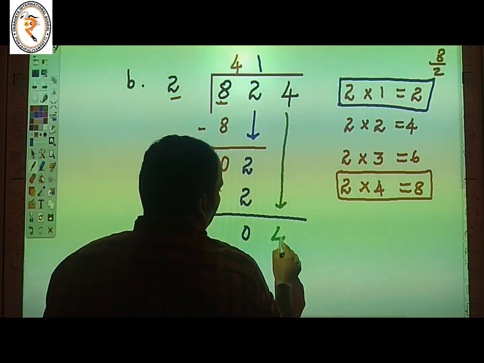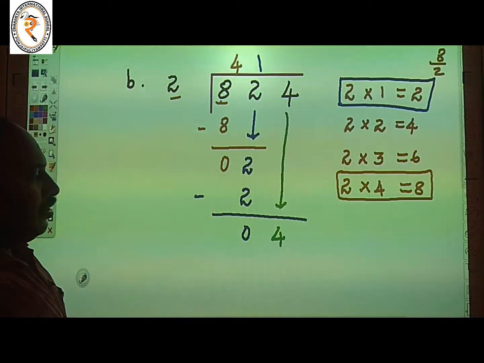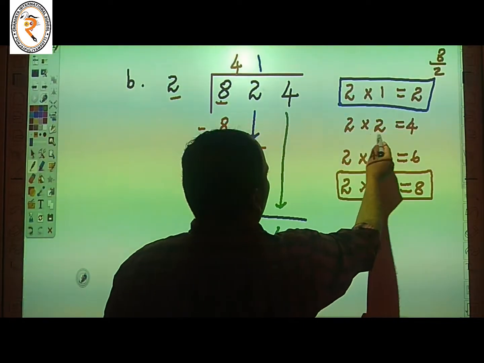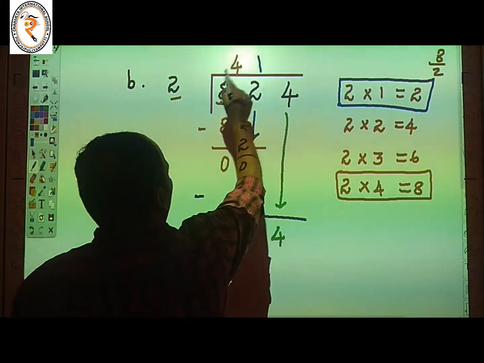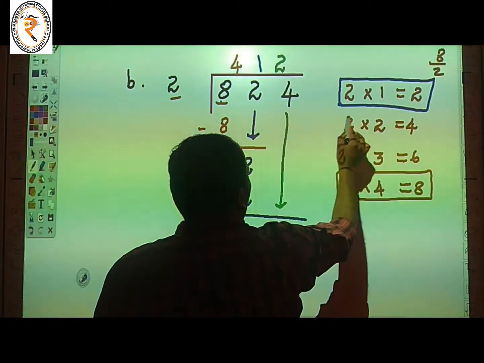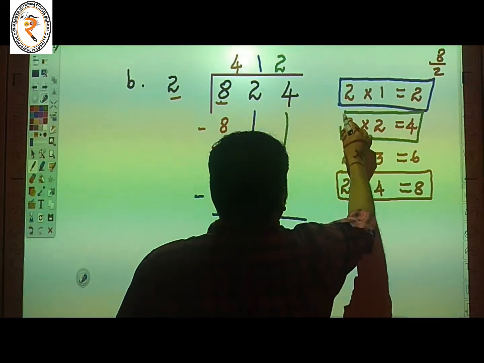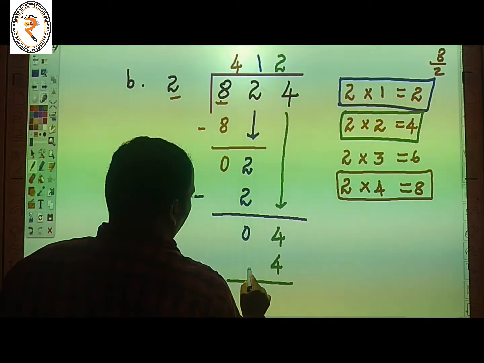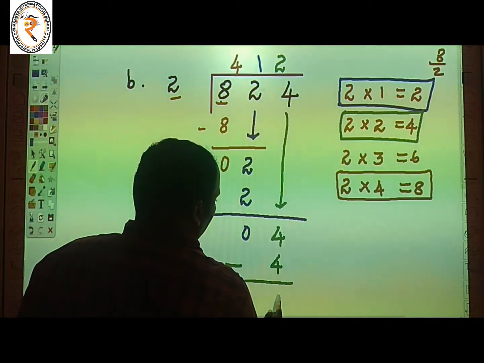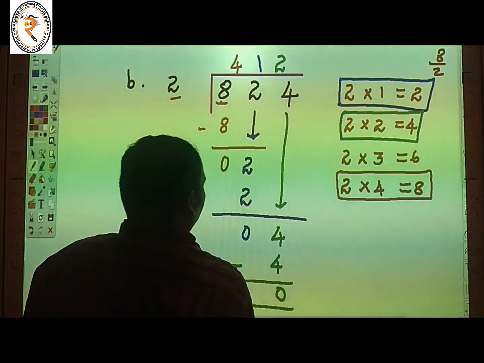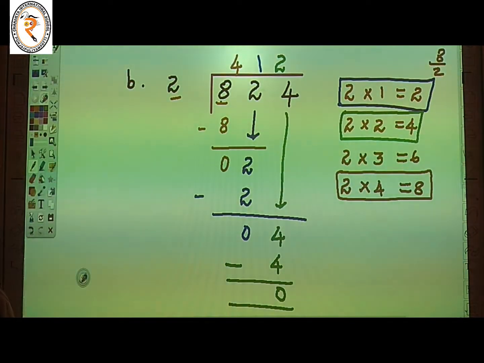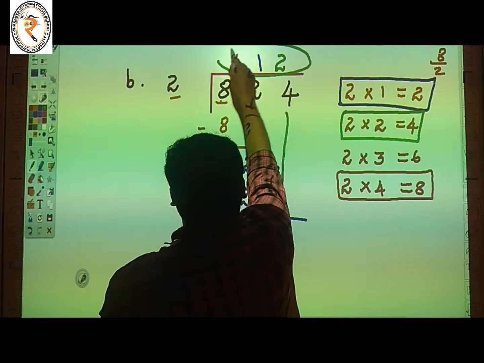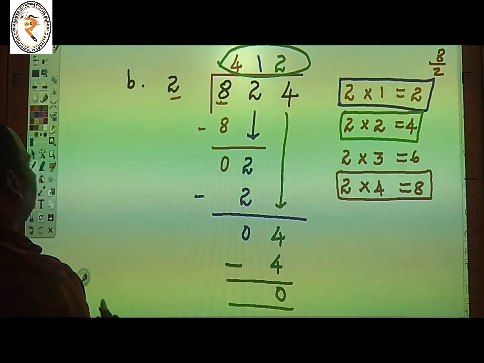Ones place. Here the ones place is 4. The new divisor is 4. 2 2s are 4. We want to minus: 4 minus 4 is equal to 0. So our quotient is 412. Our answer is 412.